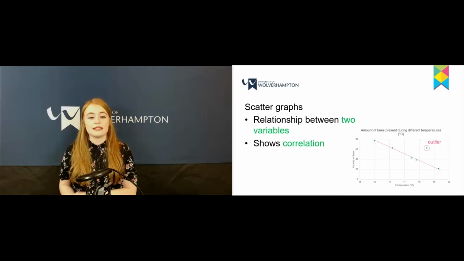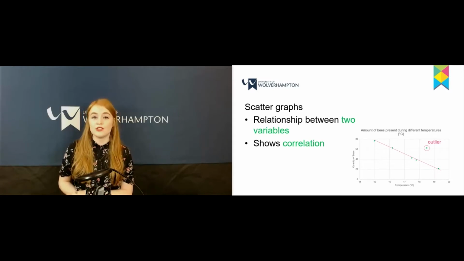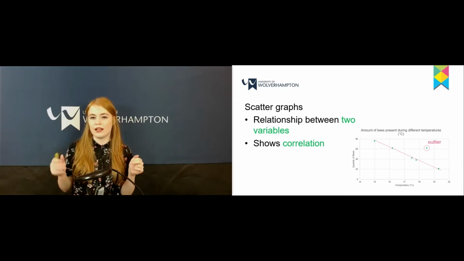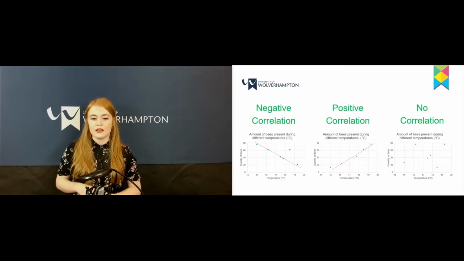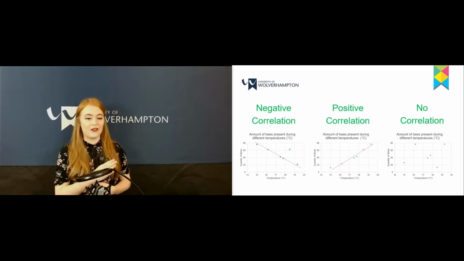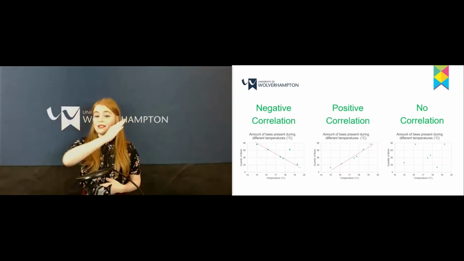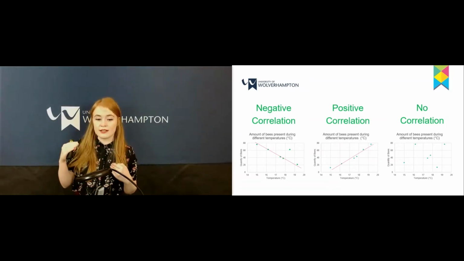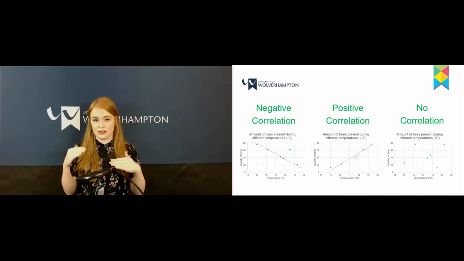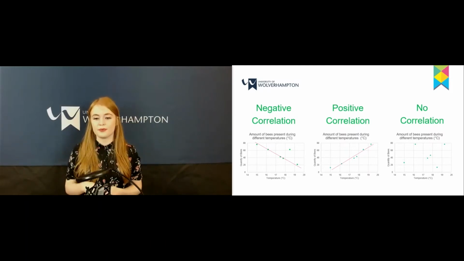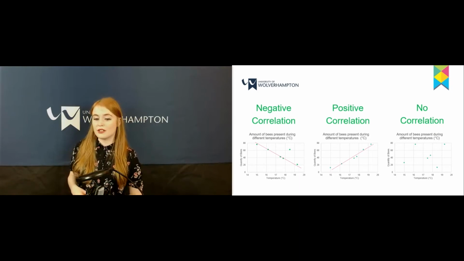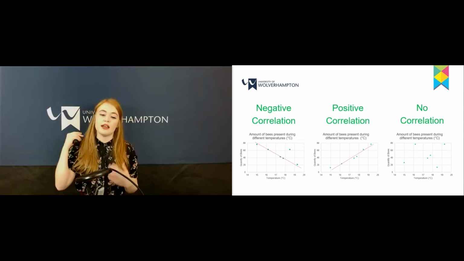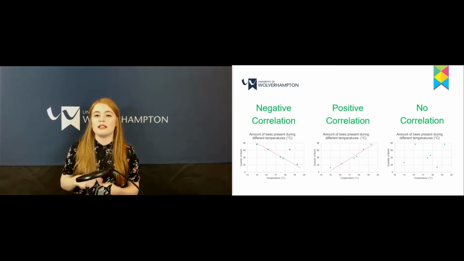We also have scatter graphs, which show the relationship between two variables, or something we like to call correlation. So we can have negative correlation, which is when the graph goes in this direction. So you can see that as temperature increases, the quantity of bees decreases. So that's negative. We have positive correlation, which goes in this direction. So as the temperature increases, the quantity of bees increases.